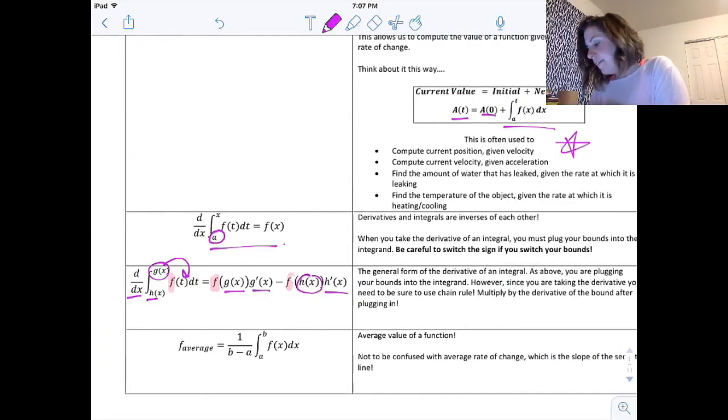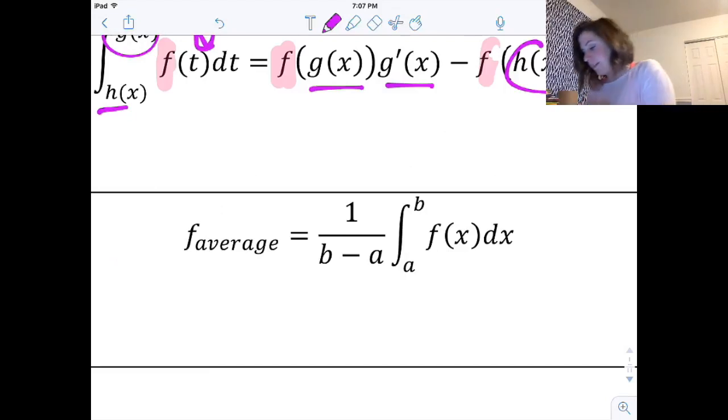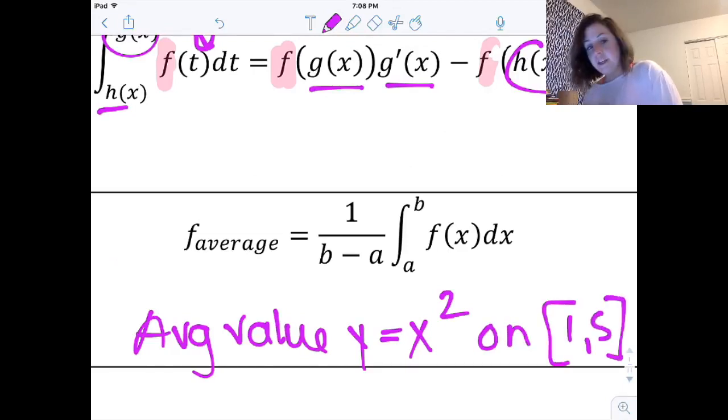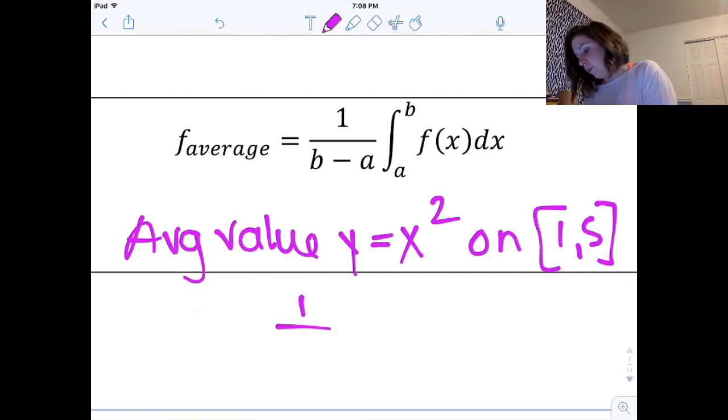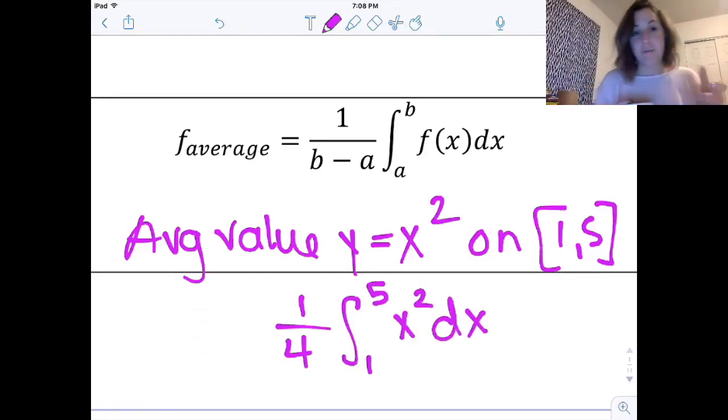The last thing that we talked about was the average value of a function. The average value of a function is 1 over b minus a times the integral from a to b of f of x. For instance, if you're trying to find the average value of x squared on the interval from 1 to 5, you would have 1 over 5 minus 1, or 1 over 4, times the integral from 1 to 5 of x squared. That gives you your average value of that function. Not the average rate of change, just the average value.